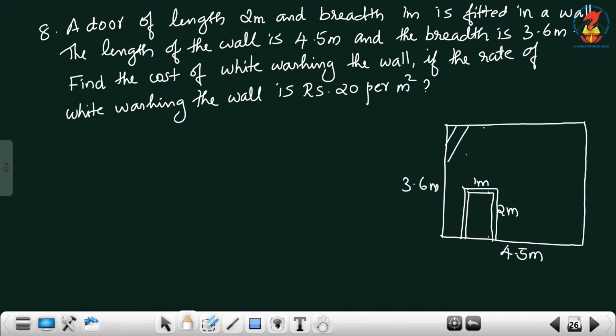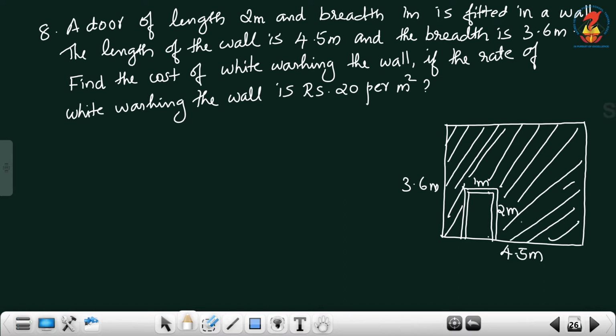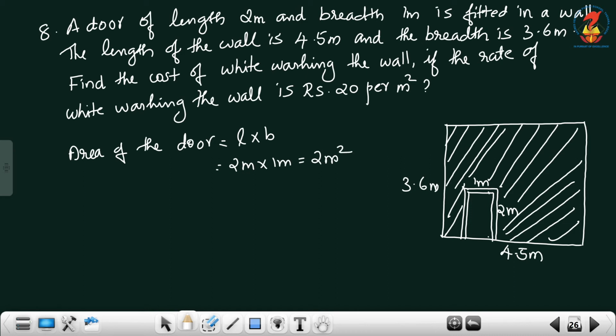Whitewashing, here this area we have to whitewash. How can you calculate it? Full area of the rectangular wall minus area of the door. First you calculate the area of the door. What is the shape of the door? Rectangle shape. Area equal to length into breadth equal to 2 meter into 1 meter equal to 2 meter square.